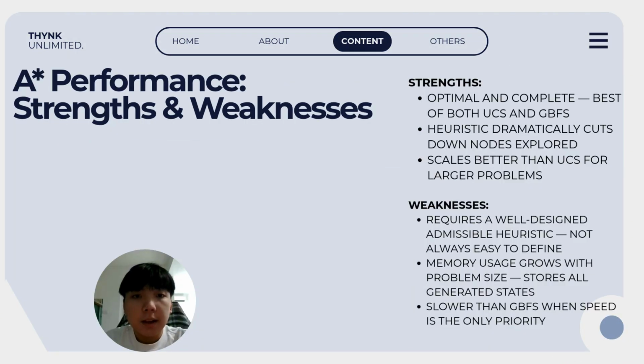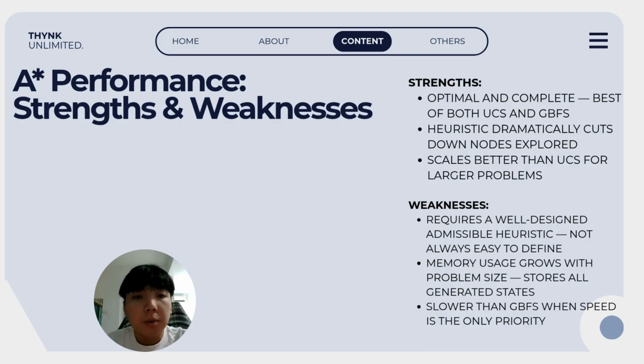In the result, A star is complete and optimal. 24.15 km is guaranteed. It expanded 25 nodes, far fewer than UCS at 114, and just slightly more than GBFS at 21. The strengths are clear: it is accurate, efficient, and scales better than UCS.